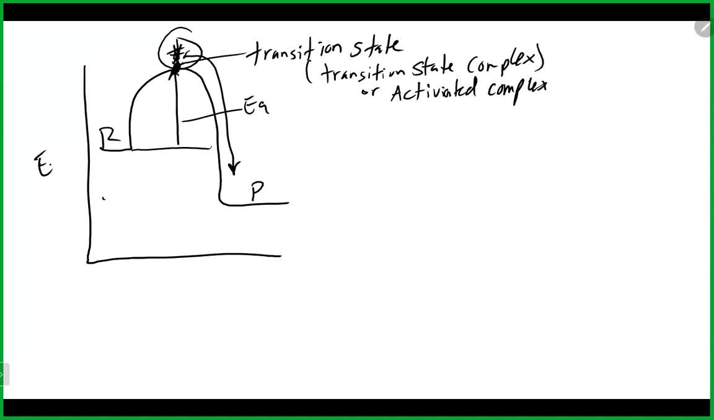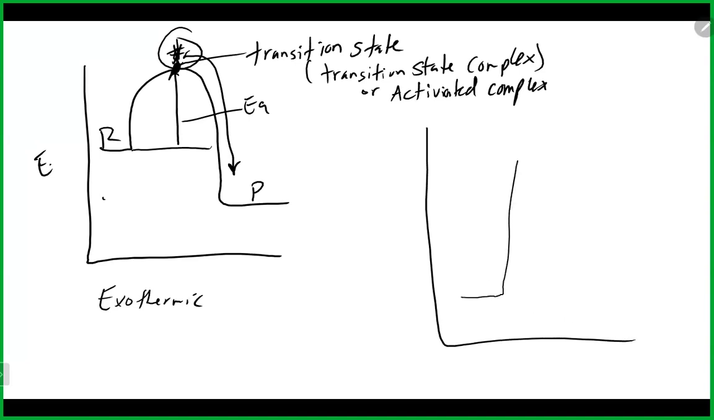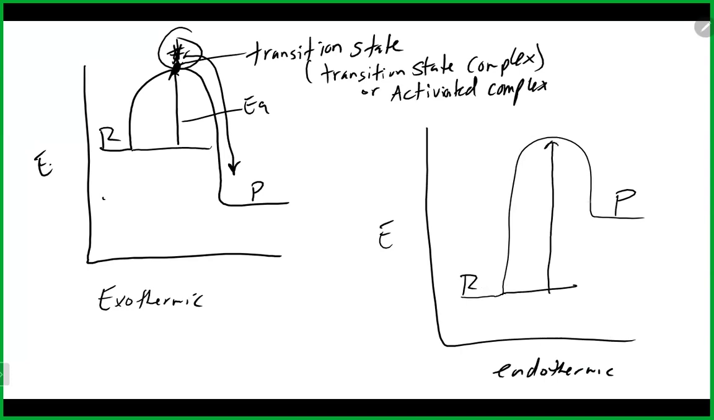So again, this right here would be our exothermic diagram. And once again, if we drew something like this, with our products and our reactants, this would be our endothermic. And the same thing happens here. Once again, that is our activation energy.